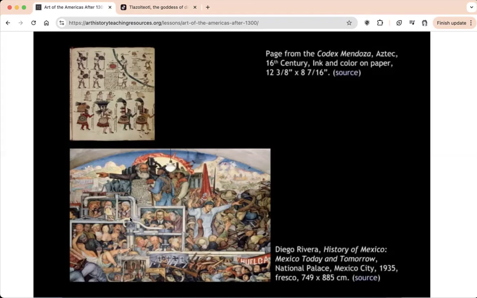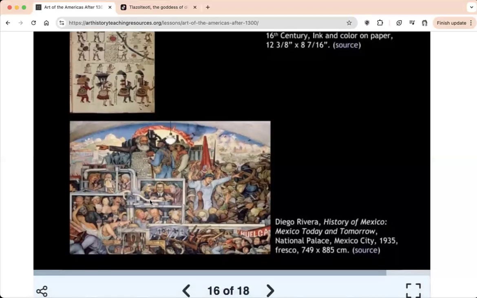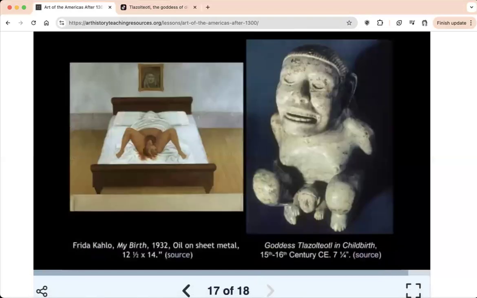Kind of hard to see in this image. There's so much going on here, but this is where Karl Marx is. And see if you can find Frida Kahlo in there. If you're unfamiliar with her and her work, this is a really good example.